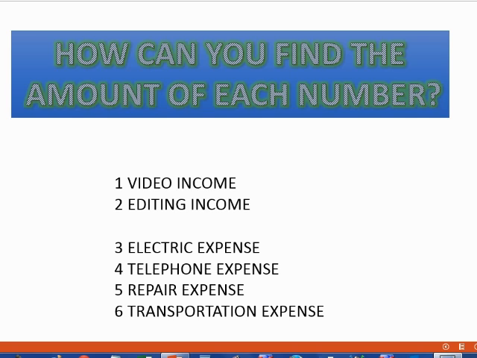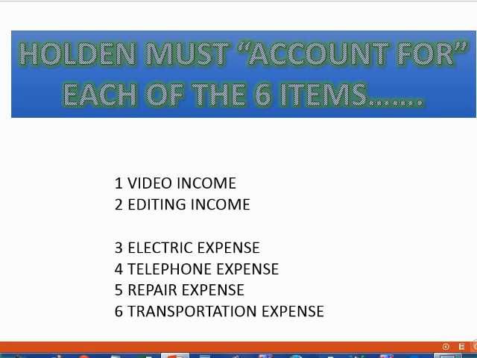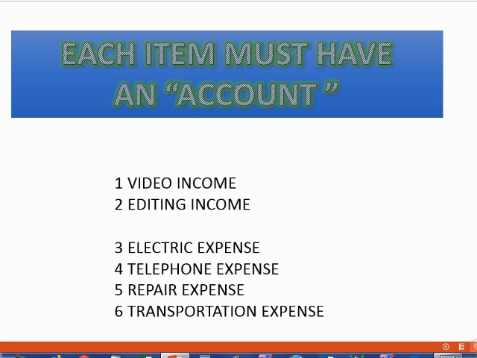Now, it might seem like every time you answer a question, that answer opens up another question. So Holden's wife needs to know, how did you find the amount of each number in the first place? How did you account for each of these 6 items so you know that the total of each item is correct? Well, Holden knows the correct amount of each item because each item has something called an account.